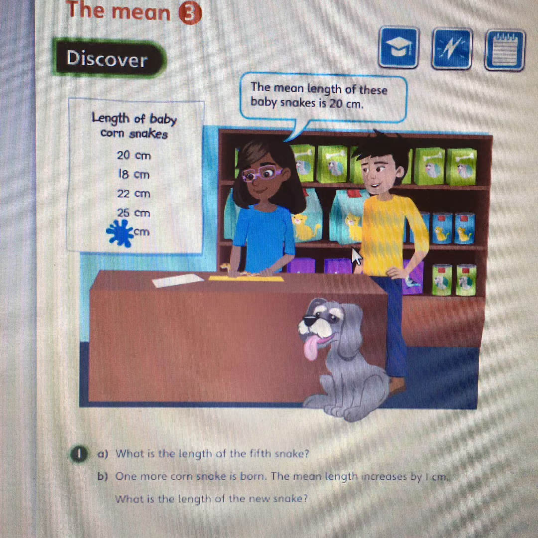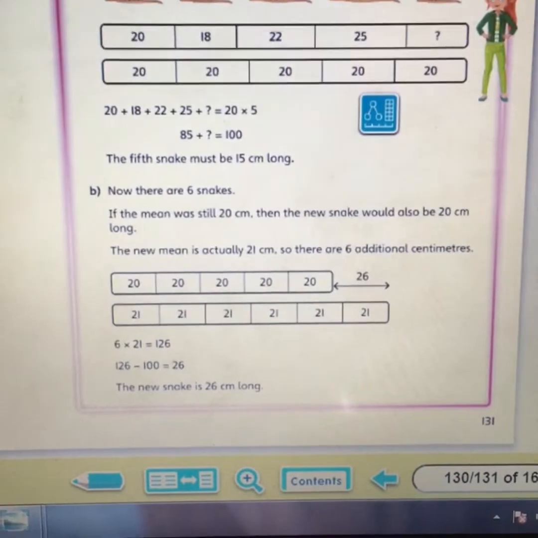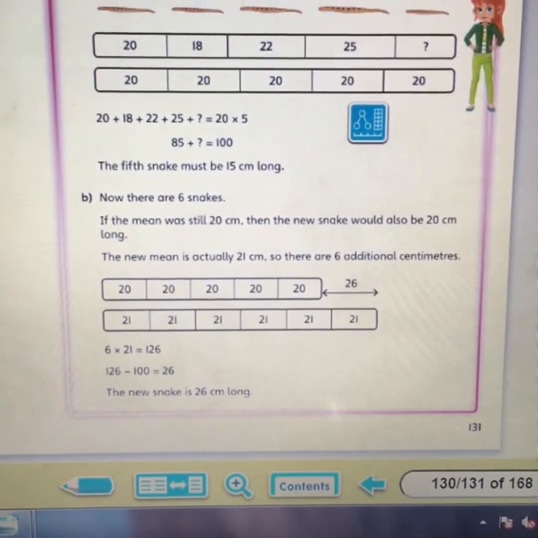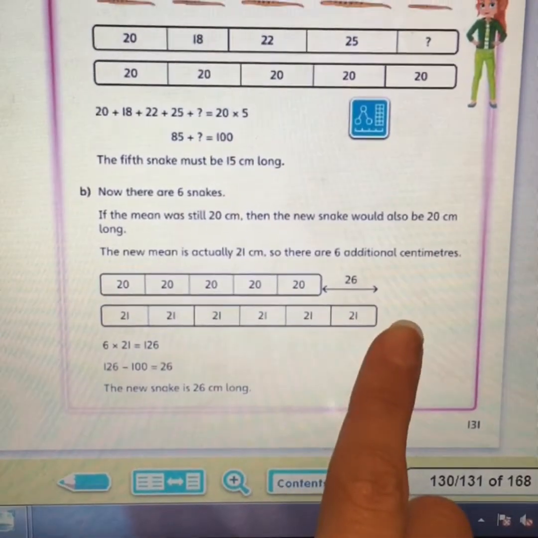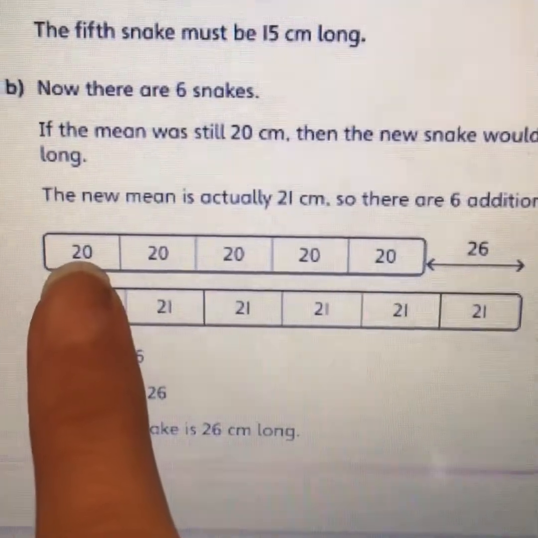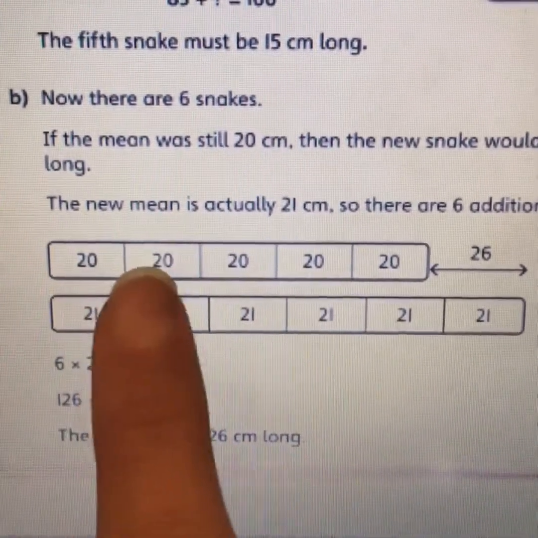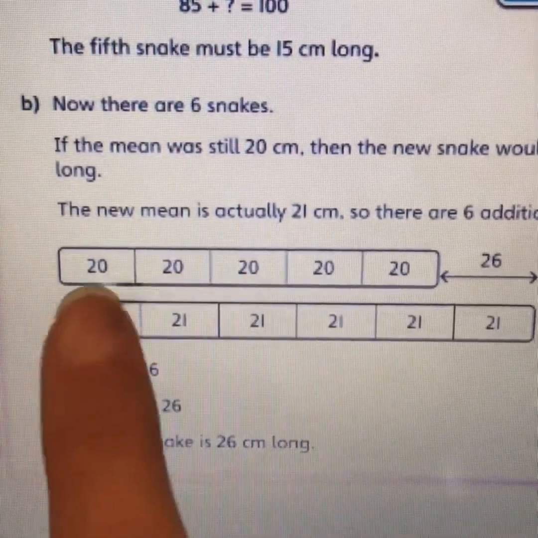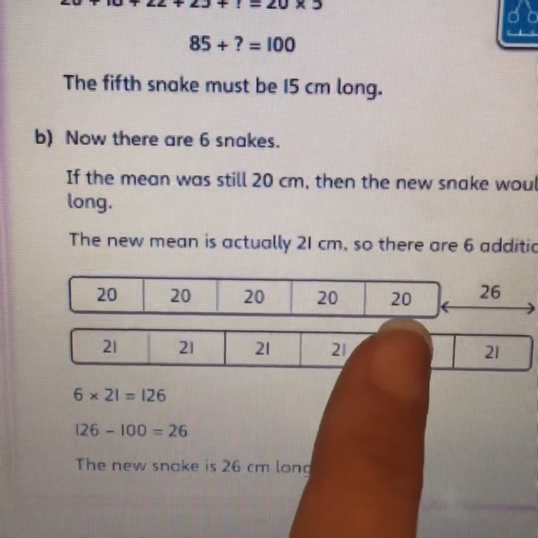Okay, see if you can use what we've already worked out to help us work this out. Have a go. Okay, this is a little bit tricky, but we can give this a really good go. So, I want to show you how they've drawn this as a bar model. Now, let's just look at this bit first of all. We know that with the first 5 snakes, the average is 20. So there's 1, 2, 3, 4, 5 snakes that have an average of 20 centimetres.